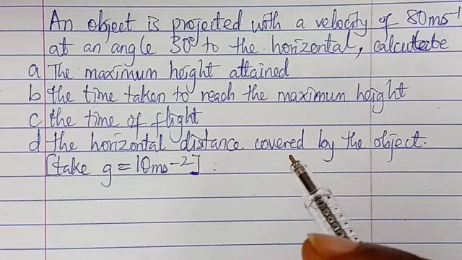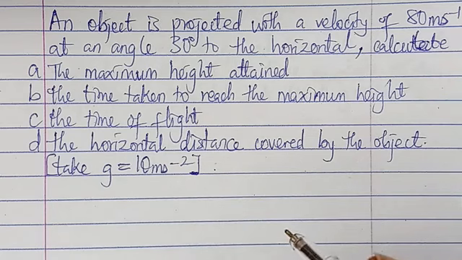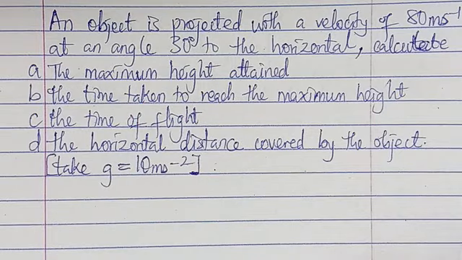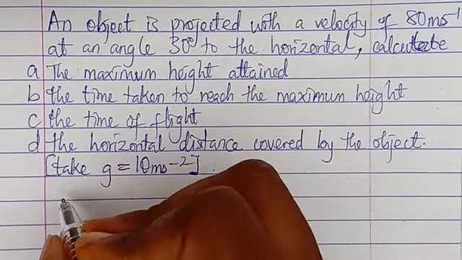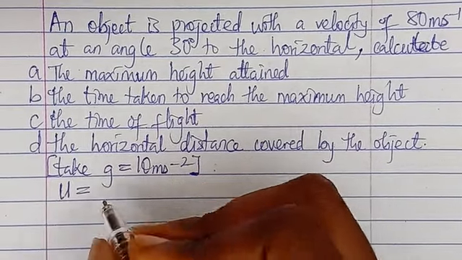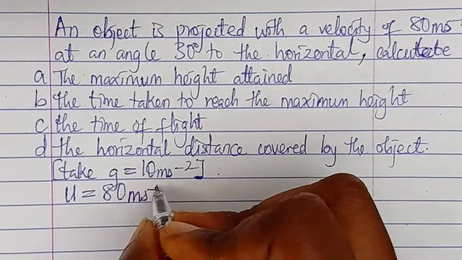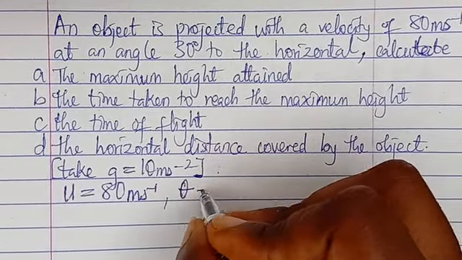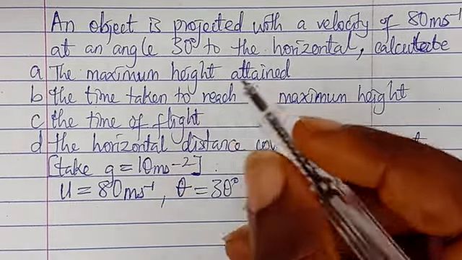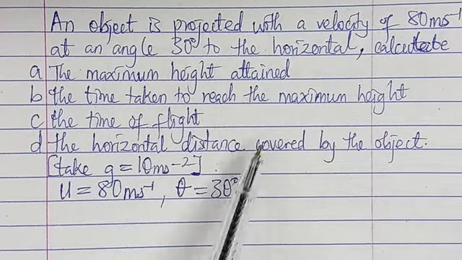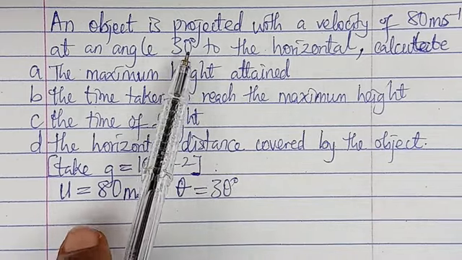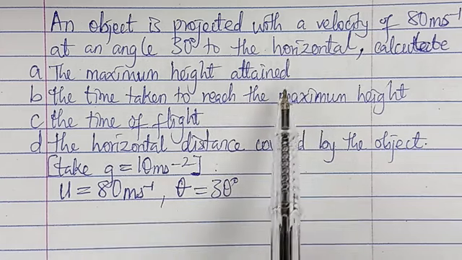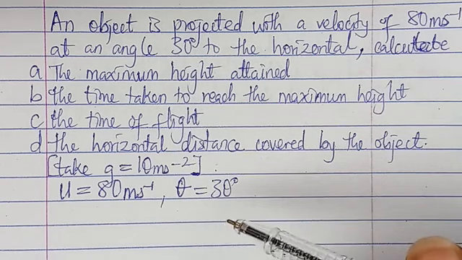So we get into examples to see how to calculate this kind of projectile motion. An object is projected with a velocity of 80 meters per second. So let's start writing out our parameters. Initial velocity is 80 meters per second at an angle of 30 degrees to the horizontal. So angle theta is 30 degrees to the horizontal. Remember, always make sure that the angle you calculate with is to the horizontal. If it was stated that it's to the vertical, you just say 90 degrees minus whatever angle was given. That is when you get the angle to the horizontal. That is what we work with.